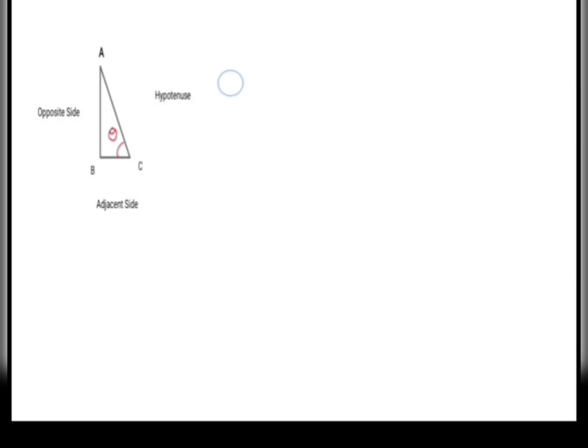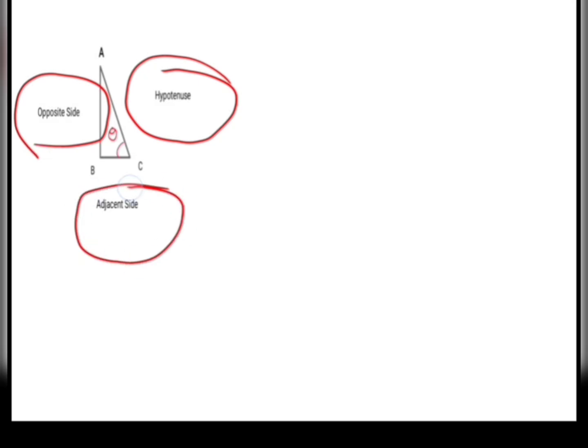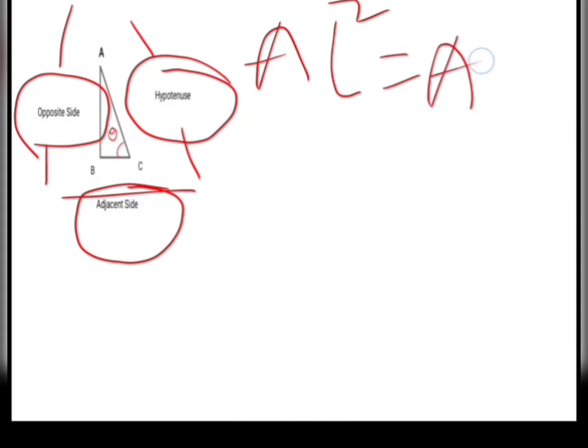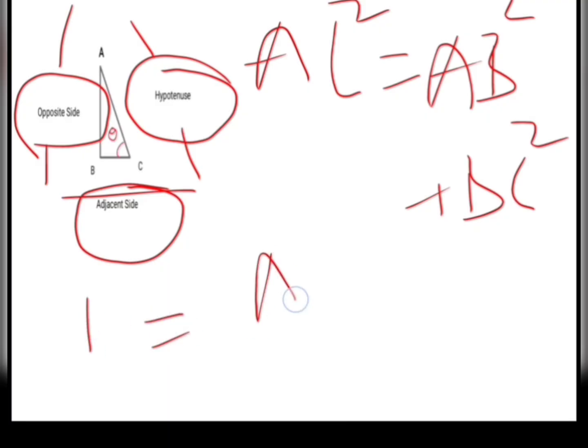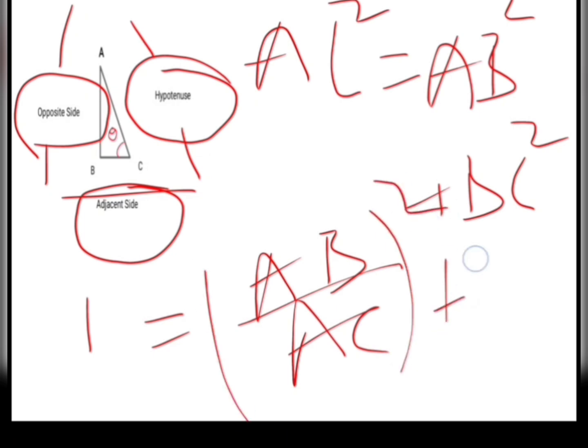From Pythagoras theorem, we know hypotenuse square is equal to opposite square plus adjacent square. That is, AC square is equal to AB square plus BC square. Let me write it down. AC square is equal to AB square plus BC square. When you divide both sides by AC square, you will get 1 is equal to AB by AC whole square plus BC by AC whole square.